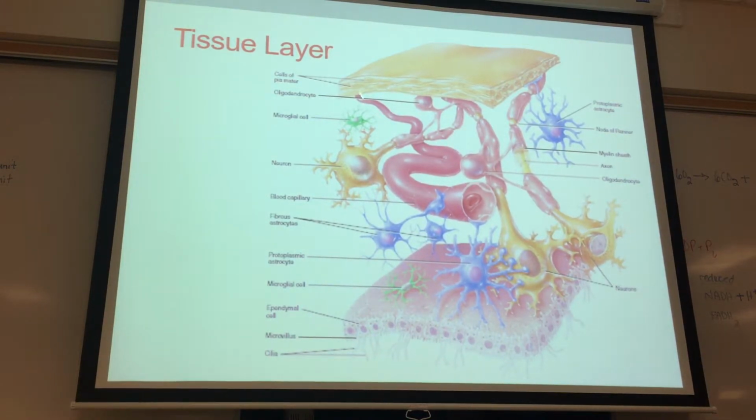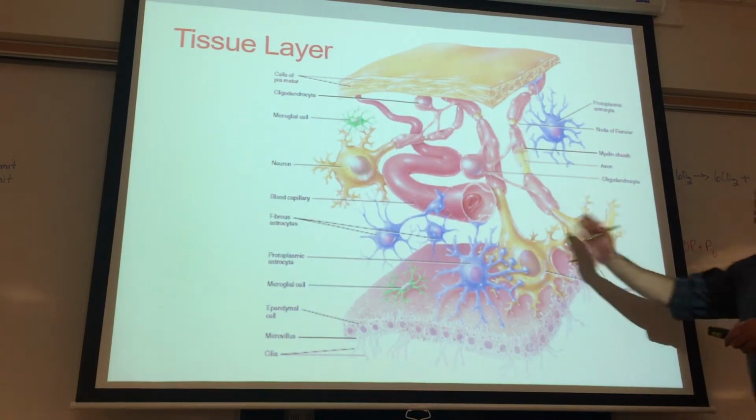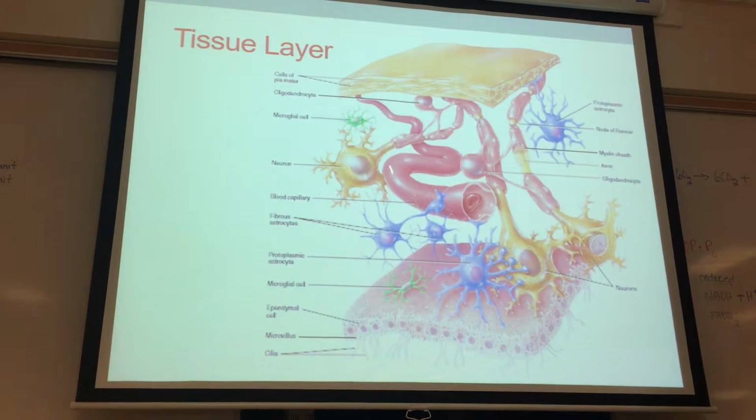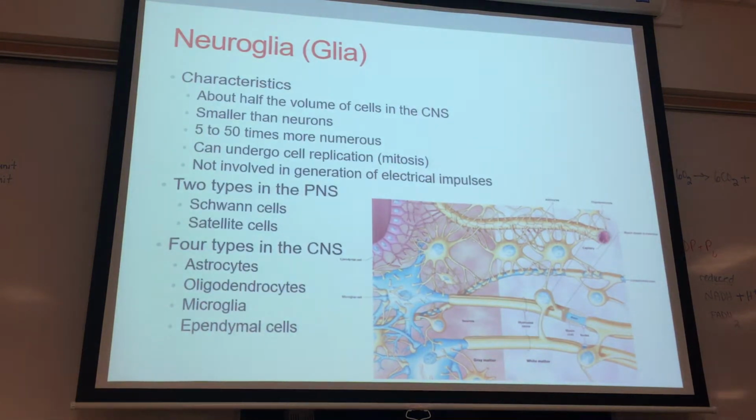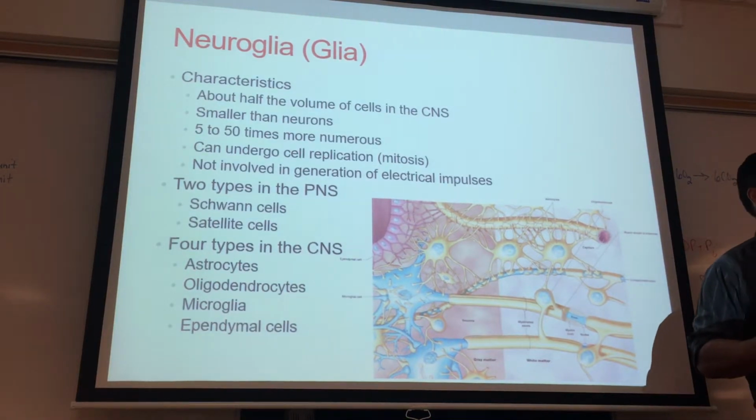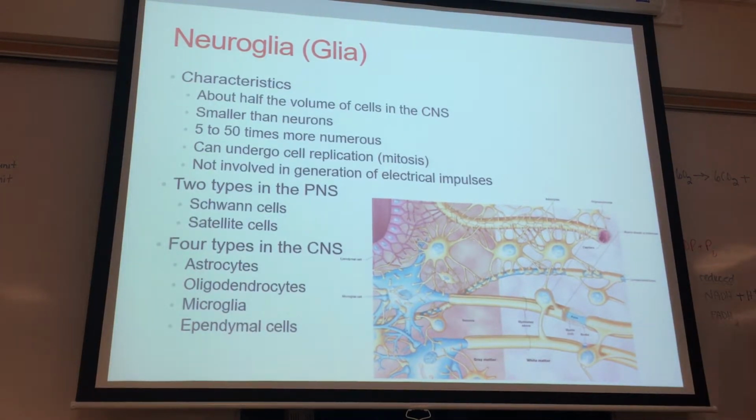And we'll talk about these. Here you can see the capillary running through that's providing nutrients to those cells. And here's our example of a neuron, another neuron, and then you'll see all different types of cells. So what exactly is a neuroglia? Neuroglia is about half the volume of all the cells in the central nervous system. That means if you were to take a look, you would see that it's pretty much half and half, neurons versus neuroglia. Not necessarily in the number of cells though, I'm just talking about volume.